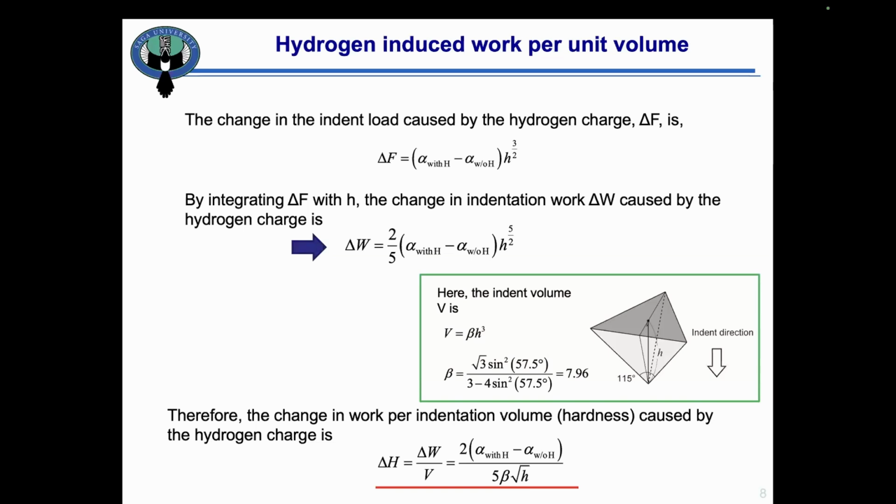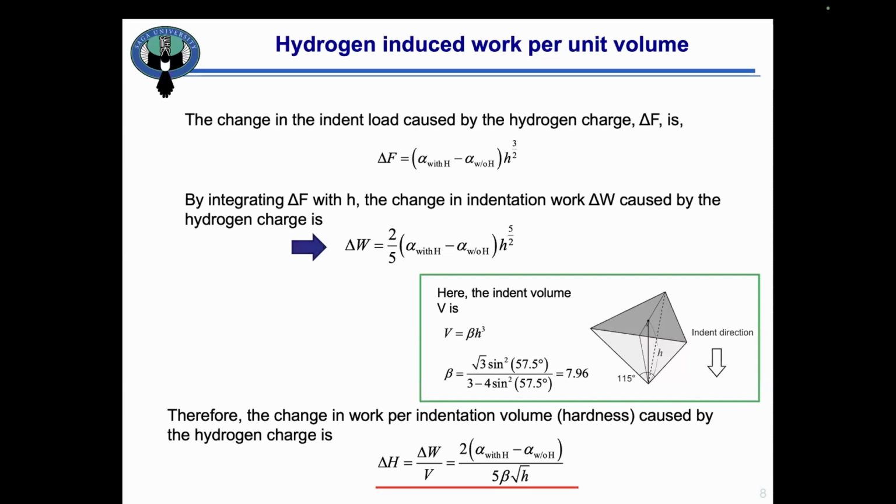Anyway, the change in the indentation load caused by the hydrogen charge, delta F, is written like this equation. The alpha changes between the cases without hydrogen and with hydrogen. By integrating this delta F with h, the change in indentation work, delta W, caused by hydrogen charging can be obtained like this.